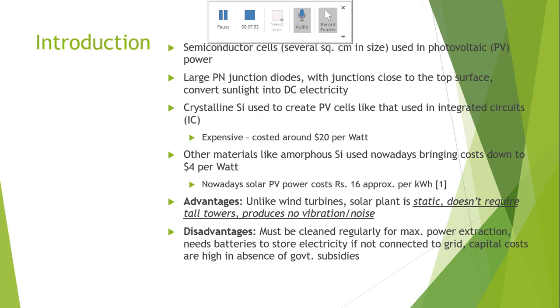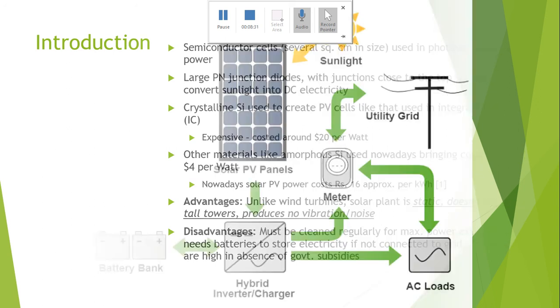And the main disadvantages that are associated with this type of technologies that include solar panels for producing electricity, that they must be cleaned regularly for maximum power extraction. And the second one is that they need the batteries to store electricity if they are not connected to grid. So, in the absence of government subsidies, the capital cost are quite high for the solar technology.